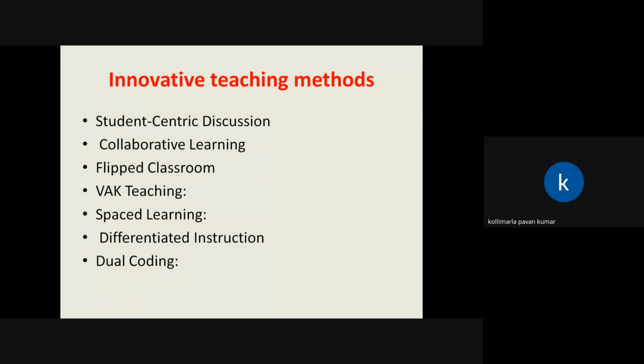Now, what are the methods that we can implement in an effective teaching process? One, the student-centric discussion. Next, collaborative learning. Next one is the flipped classroom, next one is VAK teaching, next one is spaced learning, next one is differentiated instruction, and the last one is dual coding.